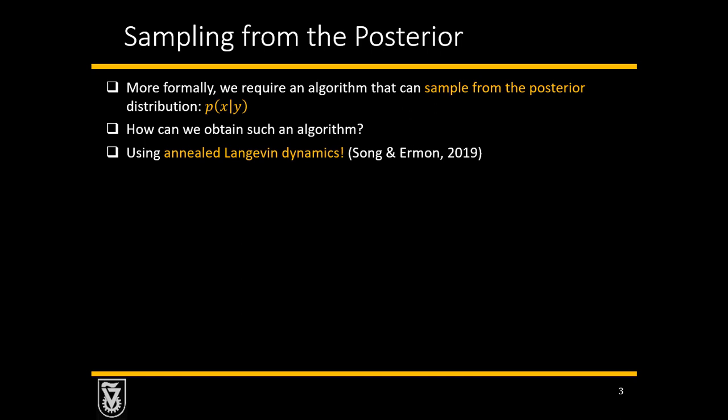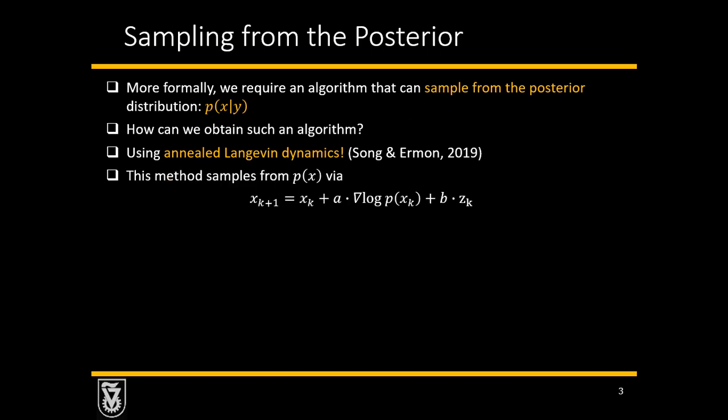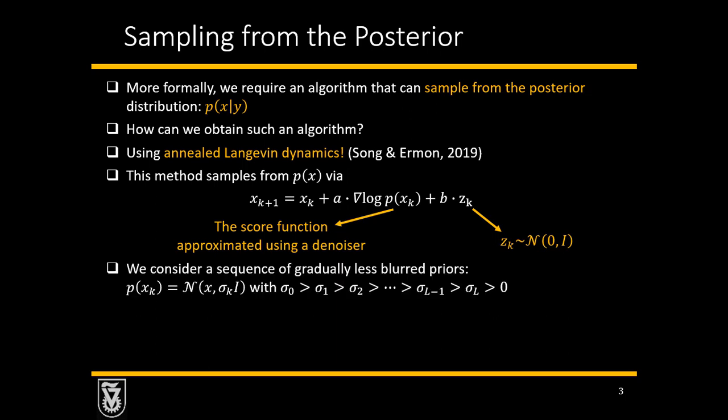We use Langevin dynamics that was introduced by Song and Ermon in 2019. This method samples from a prior distribution p(x), where x is a natural image, using this iterative equation that is based mostly on the score function, which is the gradient of the log of the probability, and it is approximated using an MMSE denoiser. It also involves a stochastic element, which is z_k, which is sampled in every iteration from a normal Gaussian distribution.